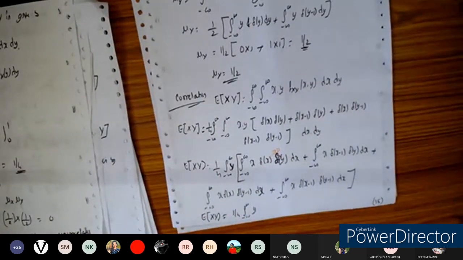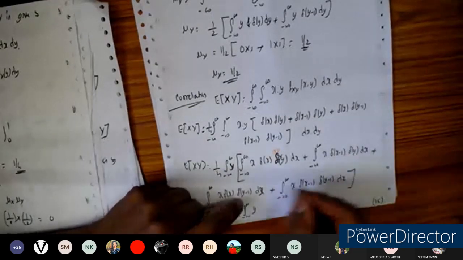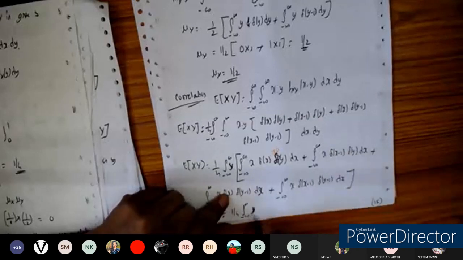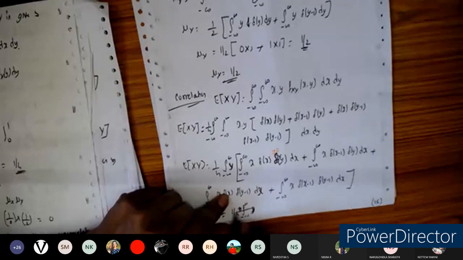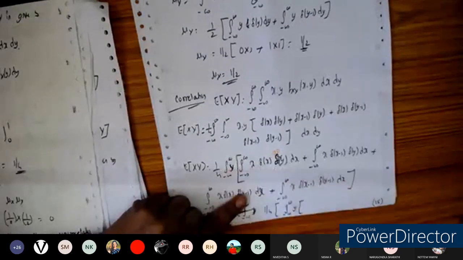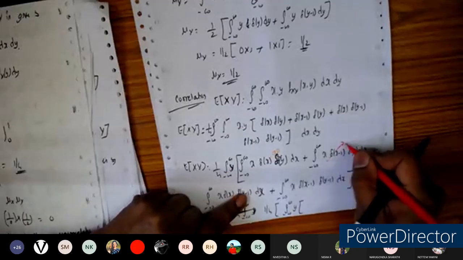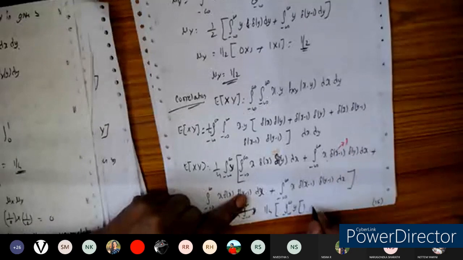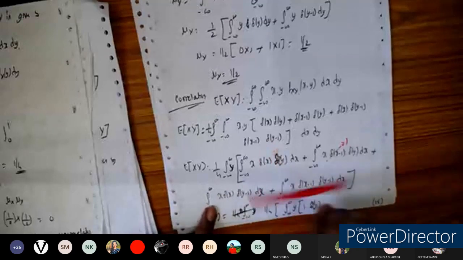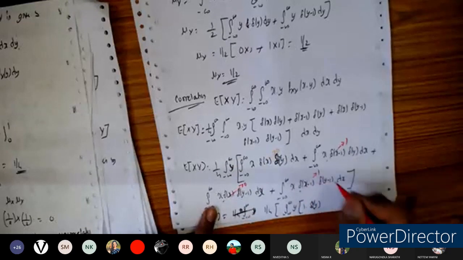The other one: x into delta of x minus 1 will become equal to 1. So I'm going to write 1/4 integral from minus infinity to plus infinity of y. This integral remains here. The integration of x into delta of x minus 1 will become equal to 1, so 1 into delta of y. And the term with x into delta of x will become 0 again, and this will become equal to 1 here.